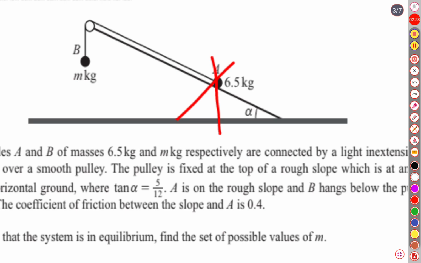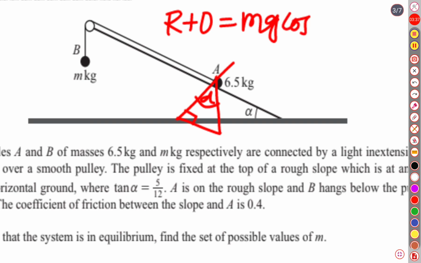This is a 90 degree angle, and the angle is alpha. As the plane is rough, first of all we'll have to find the normal reaction force. There is no upward force acting on particle A, so R plus 0 is equal to the downward force. What is the downward force? Downward force is mg cos alpha.